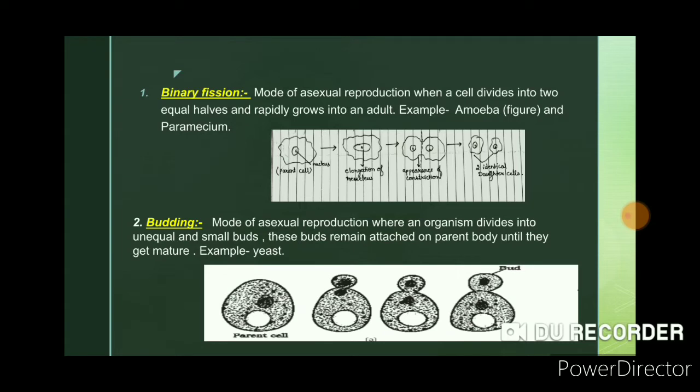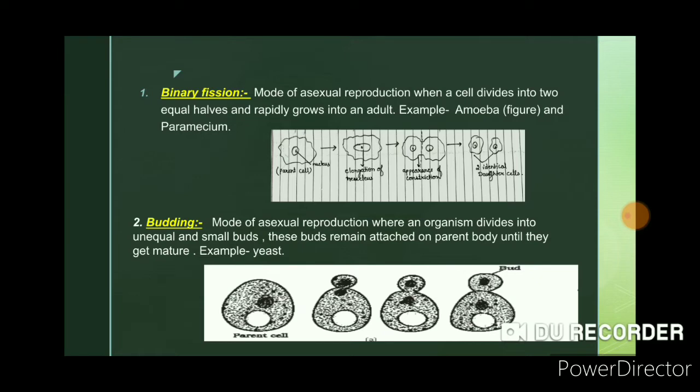This is binary fission, where a single cell reproduces asexually, dividing into two equal halves, and the organism then grows into an adult. Example, amoeba as shown in the figure, and paramecium. Coming up next, the second type of asexual reproduction we have is budding. Budding is a mode of asexual reproduction wherein organisms divide into unequal and small buds. These buds remain attached to the parent body until they get mature.